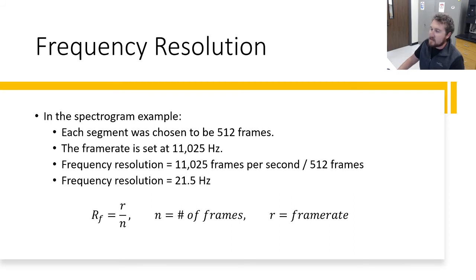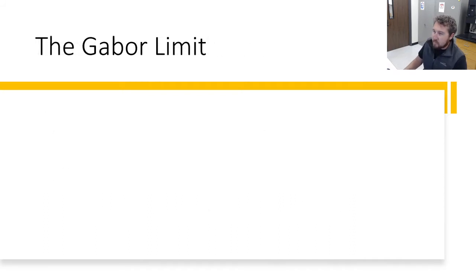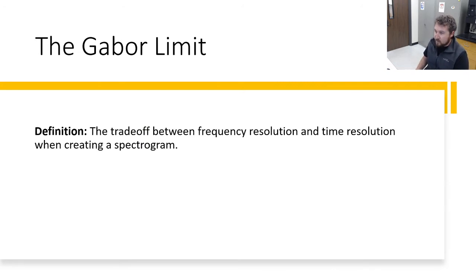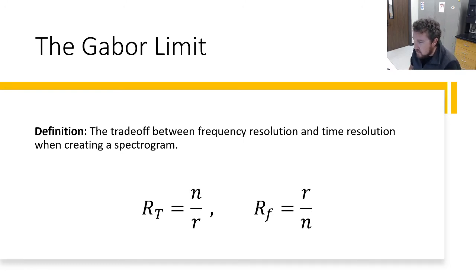So what that means is there's a bit of a trade-off that happens. That trade-off has a name. It's called the Gabor limit, for the mathematician that came up with it. The Gabor limit is the trade-off between frequency resolution and time resolution when creating a spectrogram. So R_t is equal to N over R, and R_f is equal to R over N. This means that when you're creating a spectrogram, depending on your application, you have to make the decision what is more important to you.